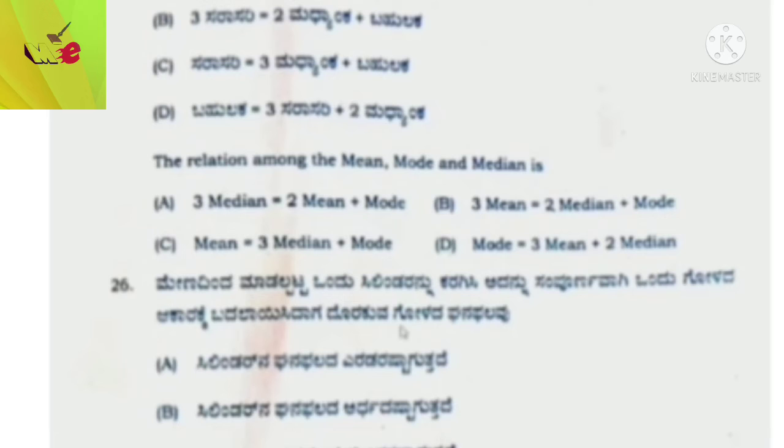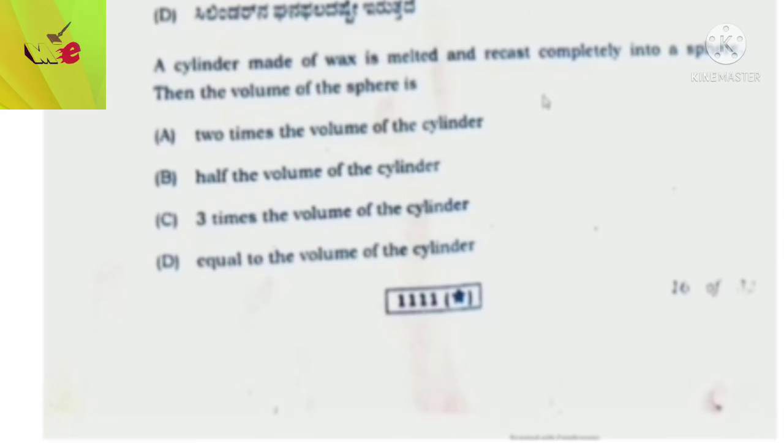Next, 25th: the relation among the mean, mode and median is. That is the empirical formula, 3 median equal to 2 mean plus mode, option A. Next, 26th one: a cylinder made of wax is melted and recast completely into a sphere, then the volume of the sphere is... One shape remolded into another shape means the volume is equal to the volume of the cylinder. So that is option D.